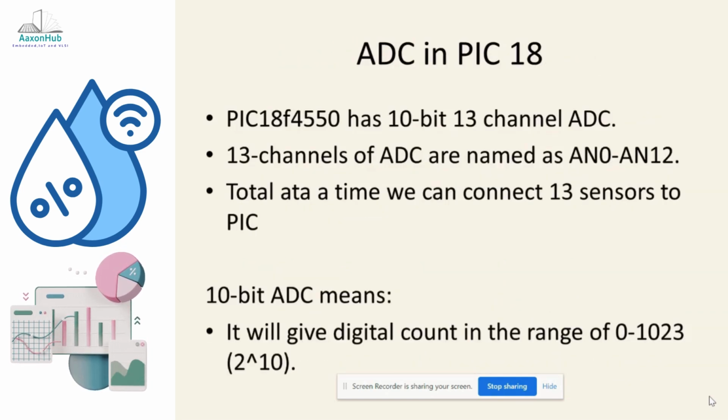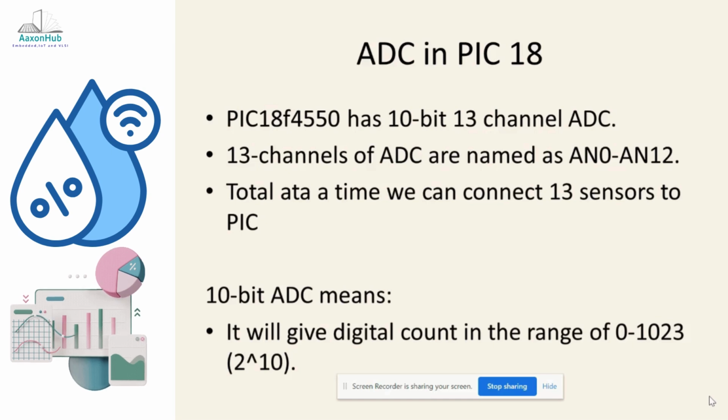Now in the PIC18 architecture, we have an individual ADC module within the architecture itself. This ADC is a 10-bit analog to digital converter module. This 10-bit ADC has 13 channels, named AN0 to AN12. With these 13 channels, you can connect 13 sensors at a time to the PIC architecture, and through that you can control 13 different sensors with the microcontroller.